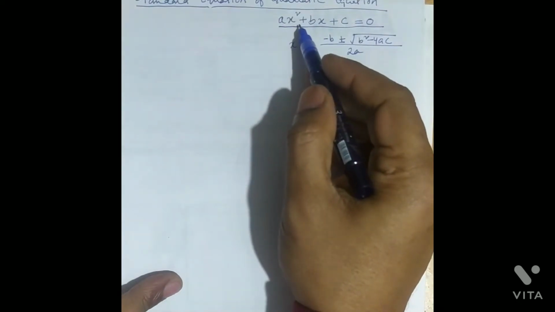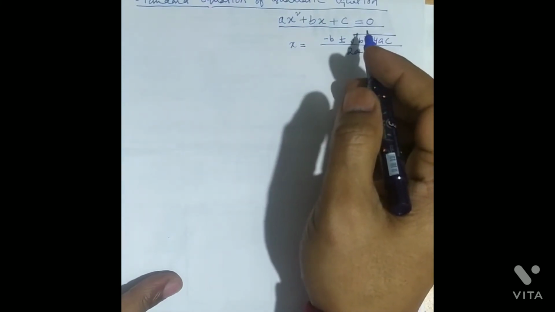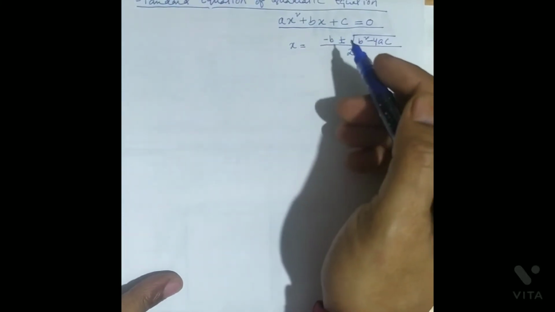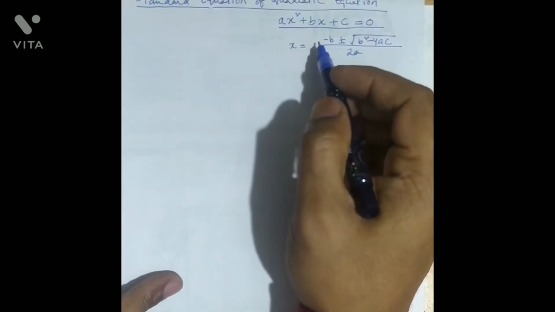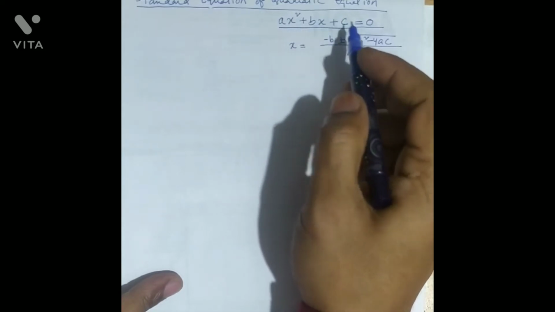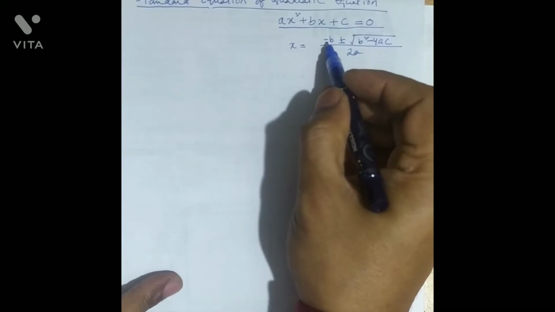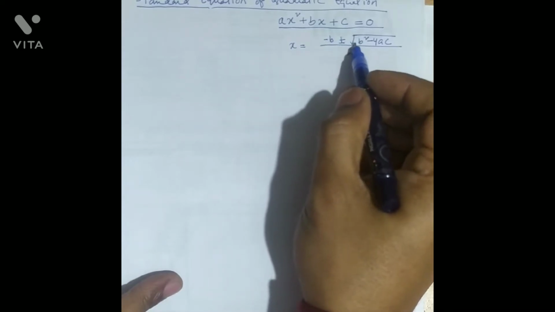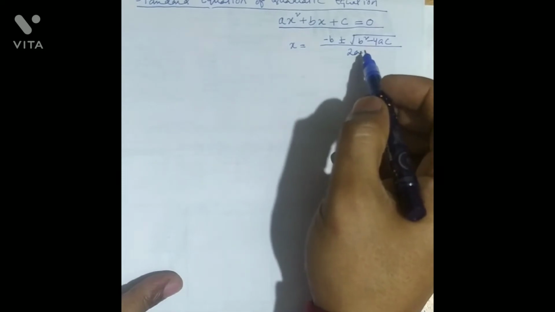Wherever you go, if you can solve this equation, then you can solve every quadratic equation. Okay, so you might have found the solution of this equation is x is equal to minus b plus minus root over b square minus 4ac divided by twice a.